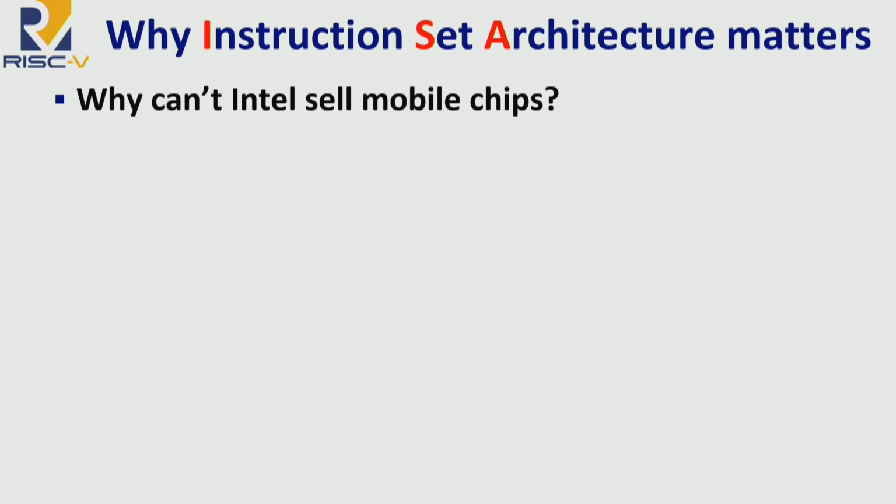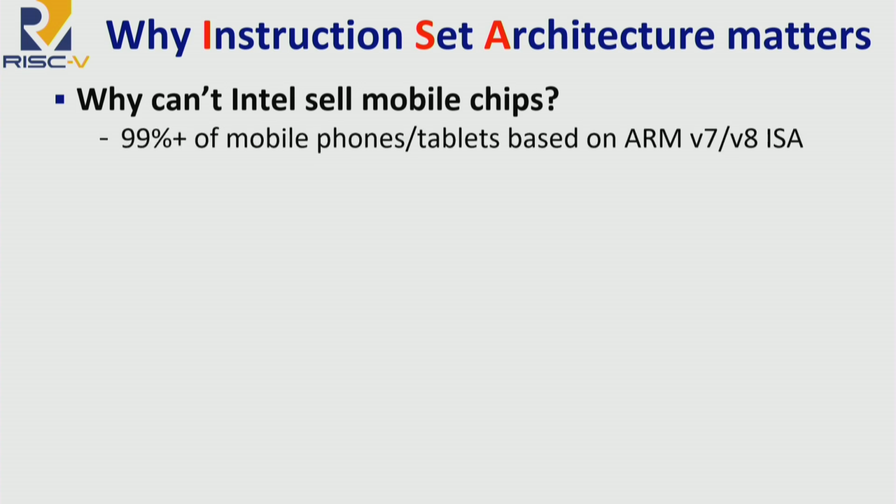How can't Intel sell mobile chips, right? Even when they staple $20 bills to the back, they still can't sell them, right? And the reason is they have the wrong instruction set. The software ecosystem around the phones is all tied to ARM. So they have the wrong instruction set. They cannot sell mobile chips.